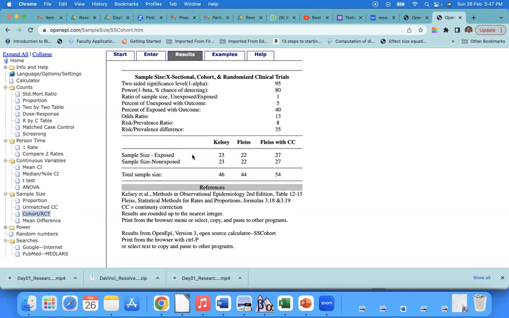So the exposed group should be 23, the non-exposed group should be 23, so that we can follow them up, and development of lung cancer in both groups can be studied. This is for cohort study. In a randomized control trial also, we can use the same one.